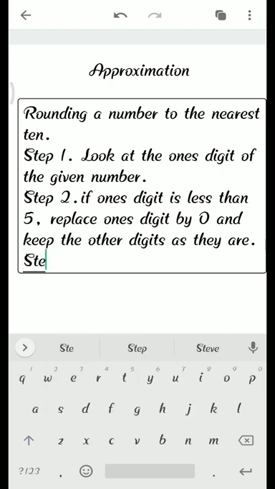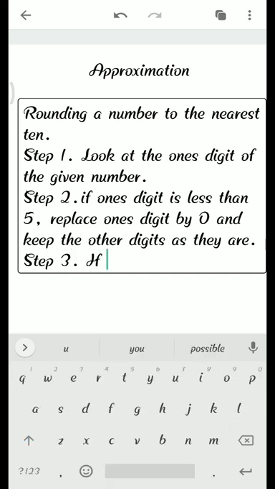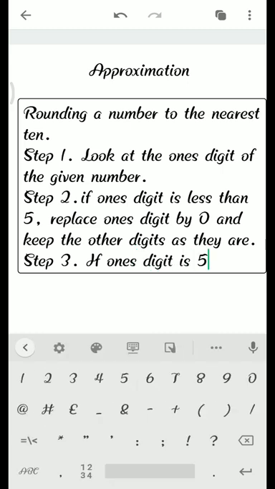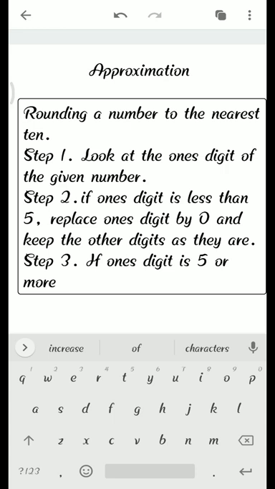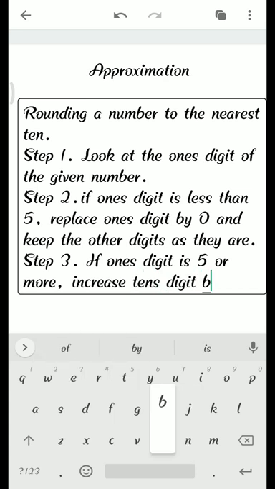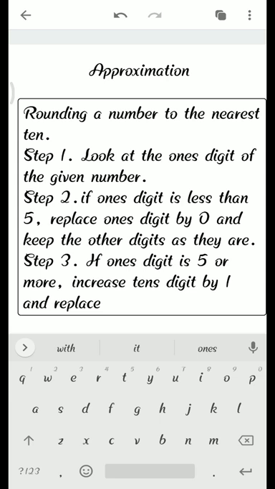Step 3. If the ones digit is 5 or more, increase the 10th digit by 1 and replace the ones digit by 0.